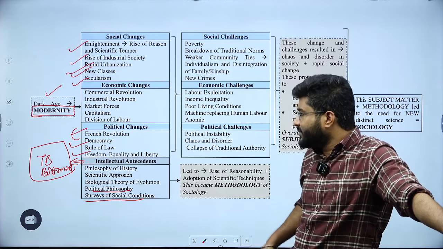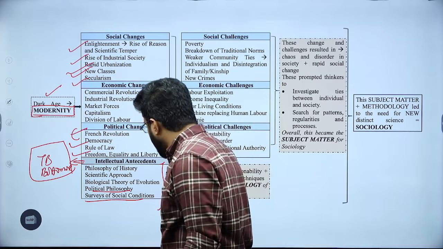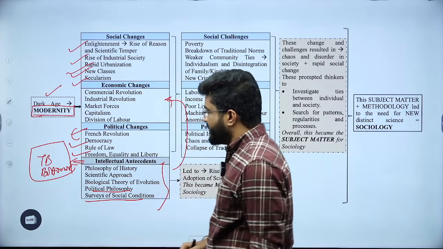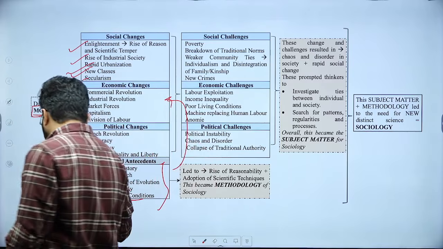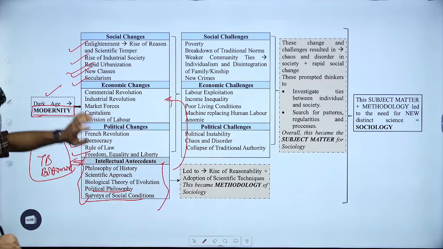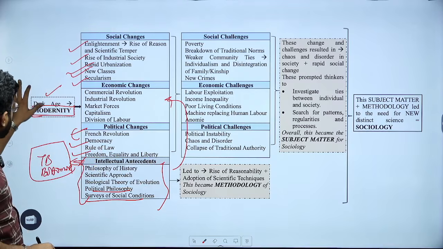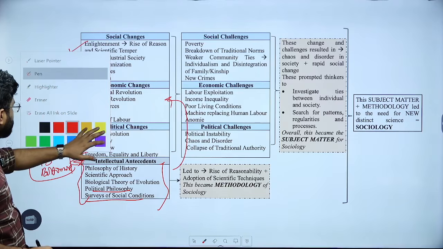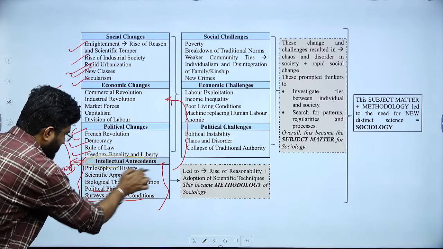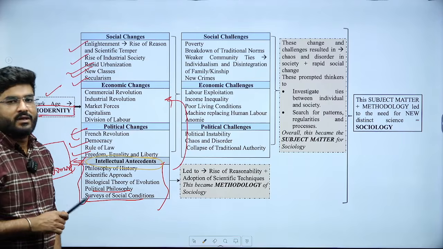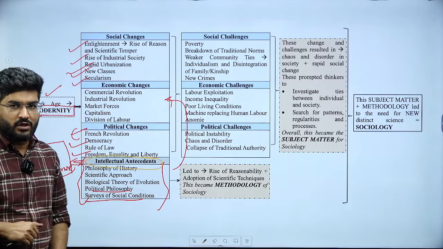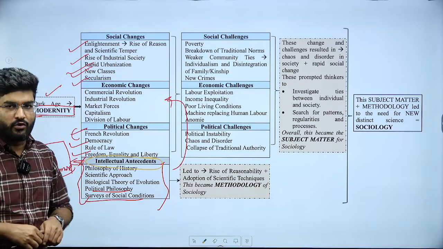This is all an extension of the earlier ones. Why have I put this as a different row? Because it has been asked in PYQs: what are the intellectual antecedents related to the birth or emergence of sociology? So you can use this particular approach of T.B. Bottomore.